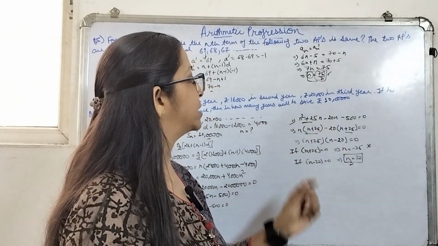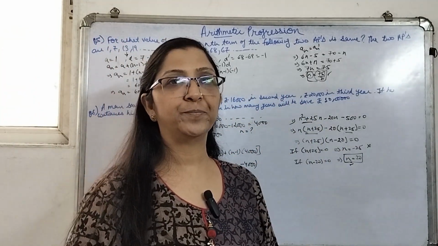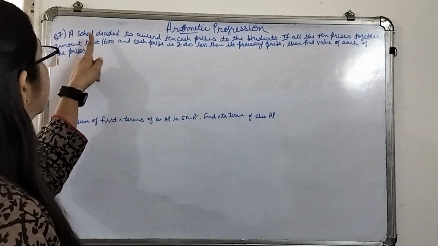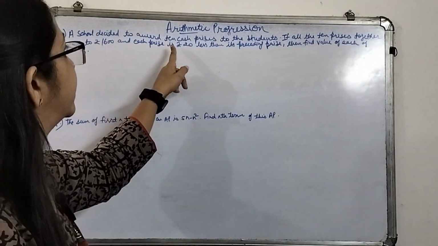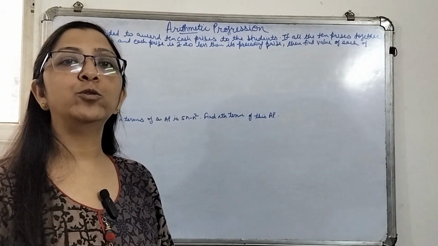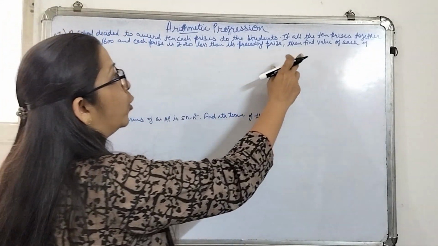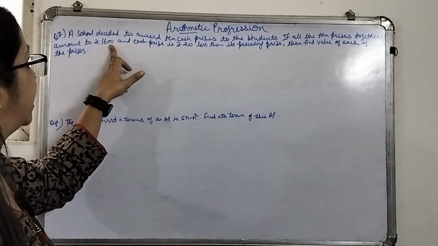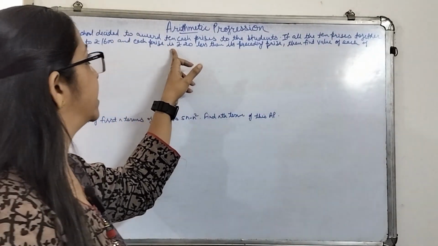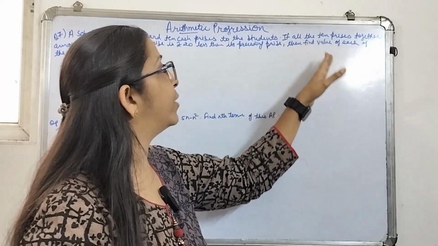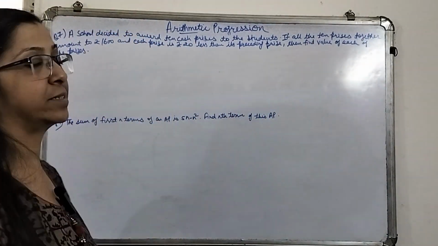So this is how these types of questions are solved. Let's see the next two questions. A school decided to award 10 cash prizes to the students. That means prizes will be given to 10 students. If all the 10 prizes together amount to rupees 1600 and each prize is rupees 20 less than its preceding prize, then find the value of each of the prizes.